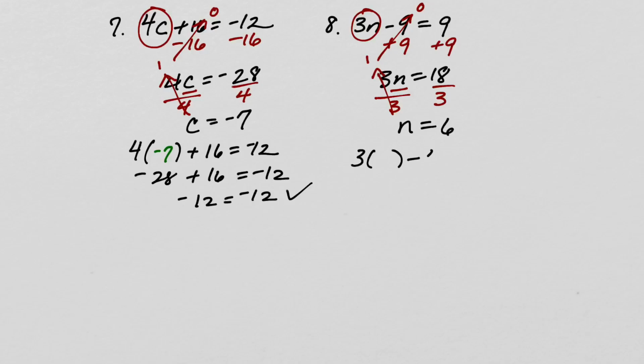3 times some quantity minus 9 equals 9. We're going to try our value of 6. Let's see what that comes out to be. 18 minus 9 equals 9. 9 equals 9, and it all checks out.